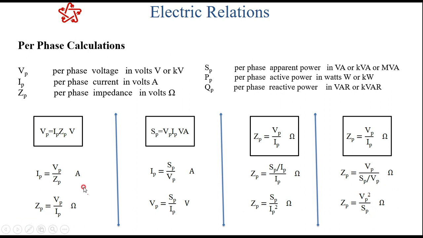Means for the impedance, depending upon the parameters available, the impedance can be calculated as VP by IP, or as SP by IP square, or also as VP square by SP. These are the three equations we are getting for the impedance calculations.